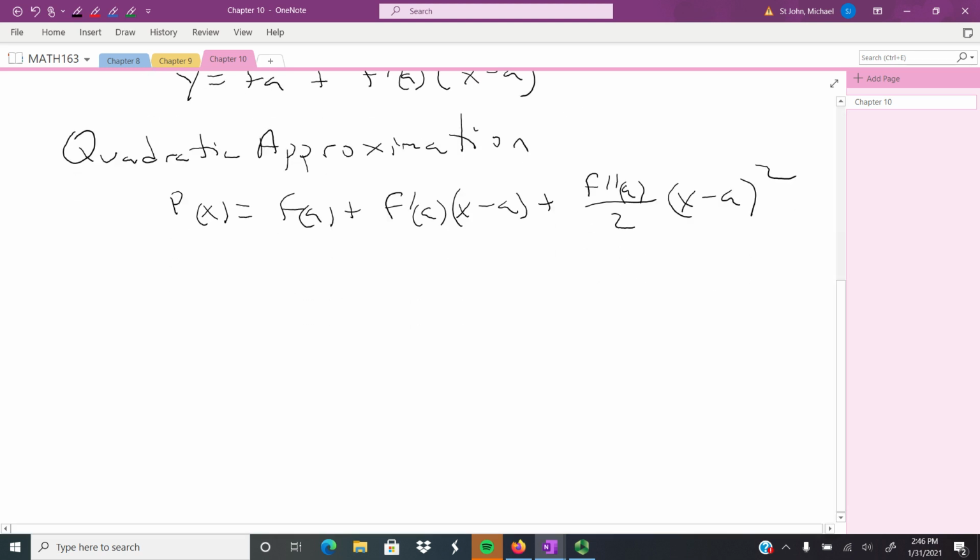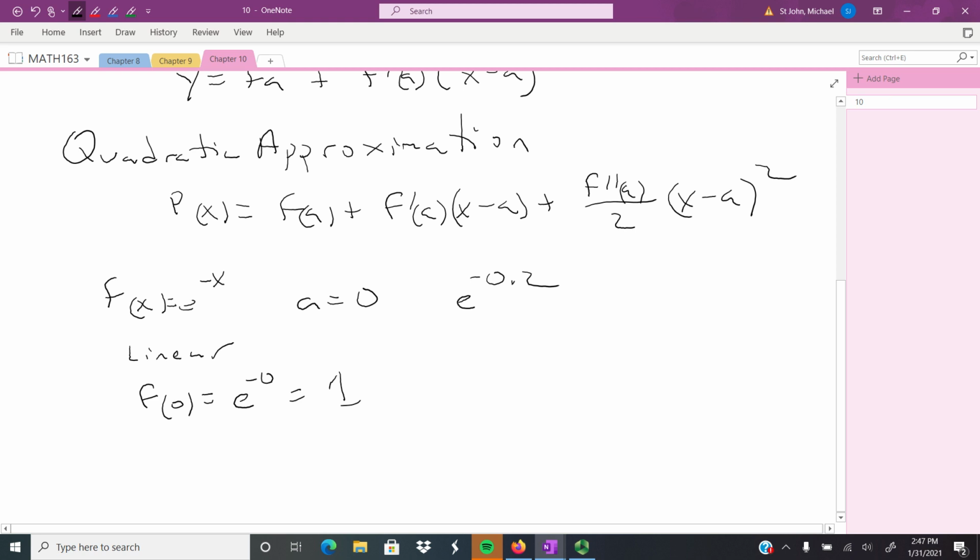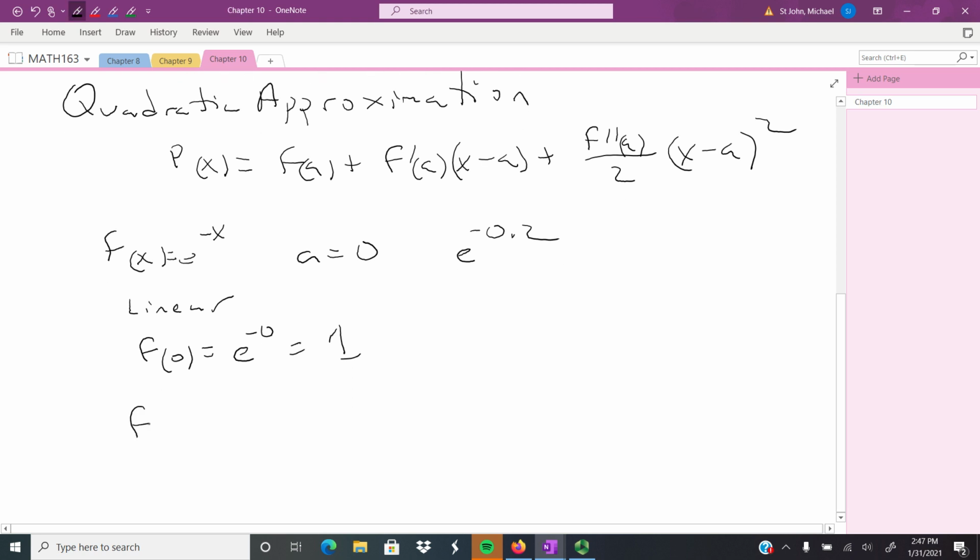So, for example, let's say we have f of x equals e to the minus x, a is equal to 0, and we want to know e to the minus 0.2. So first off, linear. f of 0 is e to the minus 0, which is 1. And then the derivative would be minus e to the minus x.